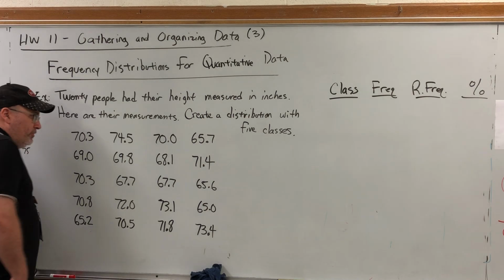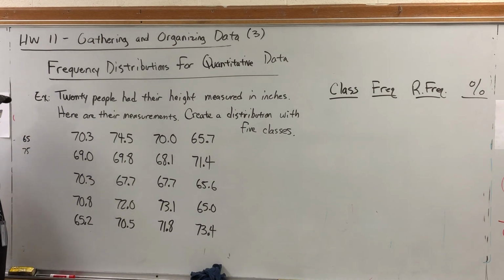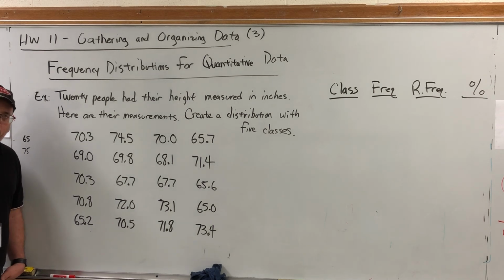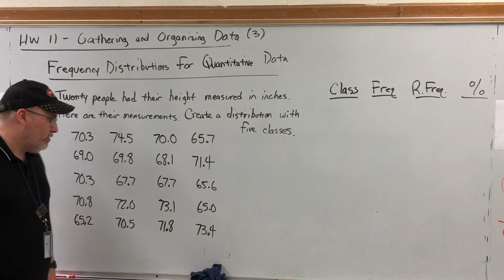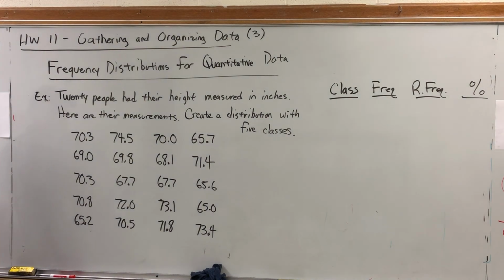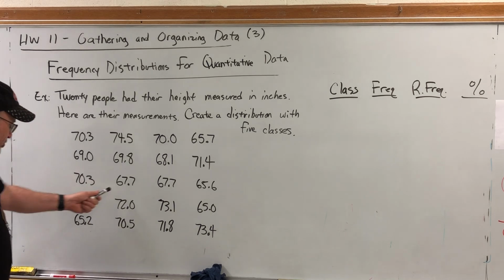But when you have numerical data, depending upon the precision with which it's measured, these are measured precise to 1 decimal place, there's a chance that none of your values will match. In this example, 20 people had their height measured in inches to the nearest tenth of an inch. And here are their measurements: 70.3 inches, 74.5, 70.0. But because we're measuring these to 1 decimal place, it's unlikely that any of these are going to be the same. Here's a couple that match.